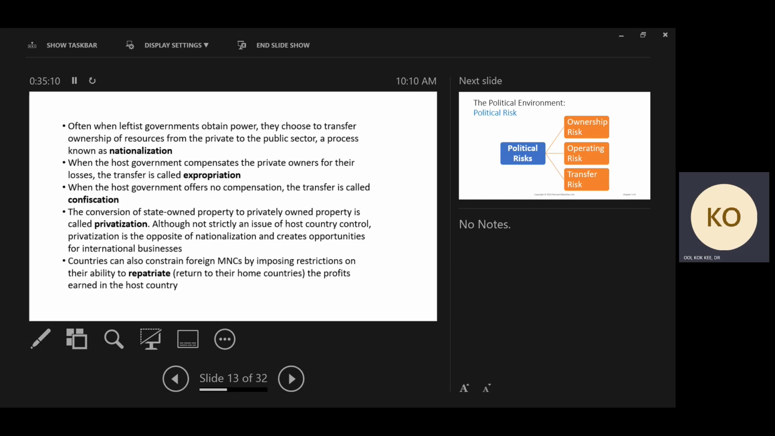Privatization is the opposite of nationalization. Sometimes the government, what do they do? Maybe the factory belongs to the government. Let's say in the past, you know communism? What is communism? What is the meaning of communism?